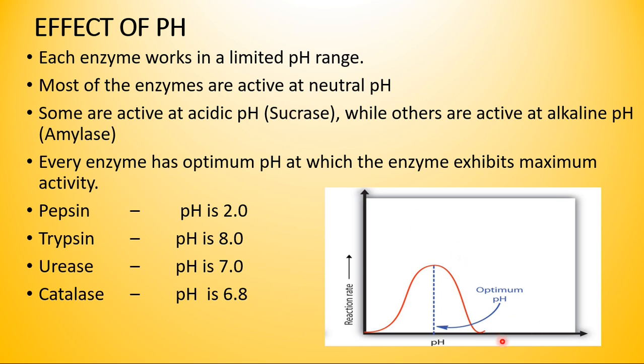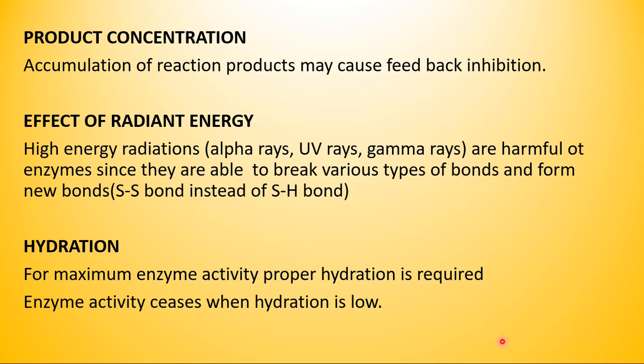Then coming to the next effect, that is product concentration. Here I told you a term called feedback inhibition. We will discuss in enzyme inhibition what this feedback inhibition is. Too much increase or accumulation of the products that are finally forming may also affect the enzyme activity. Suppose, for example, if you produce more products and that product is not sold in the market, then the production will obviously be stopped.